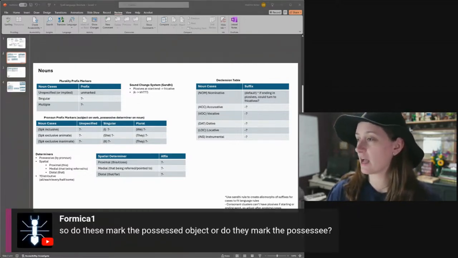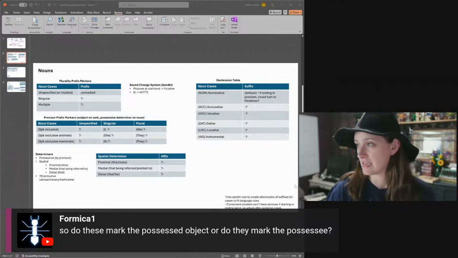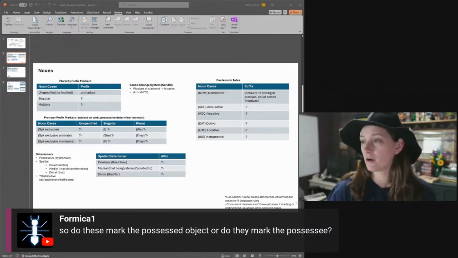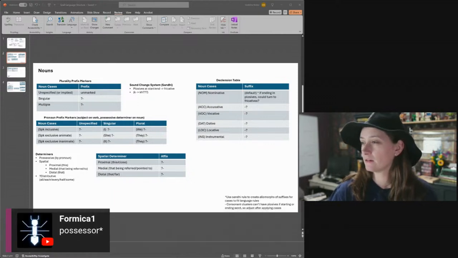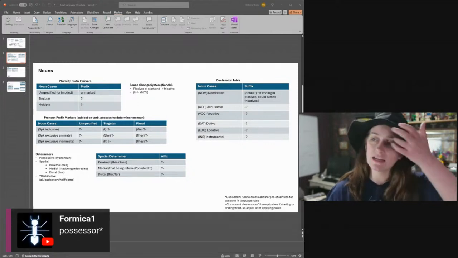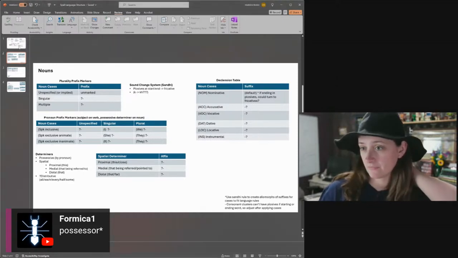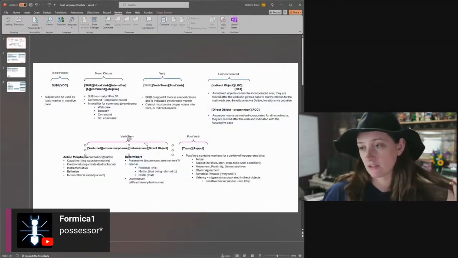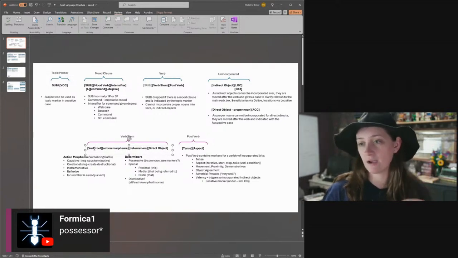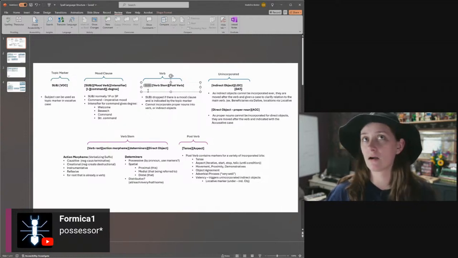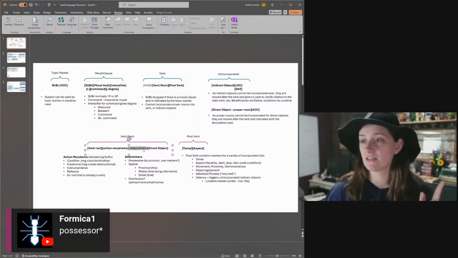So do these mark the possessed object or do they mark the possessor? They would mark the possessor. So if it's on a noun, it would go at the beginning of the noun, so it would be in this section, right? So right before the object. This is where it would go on the verb to mark subject. And then if it's in here, which is relating to the direct object, it would mark the possessor.